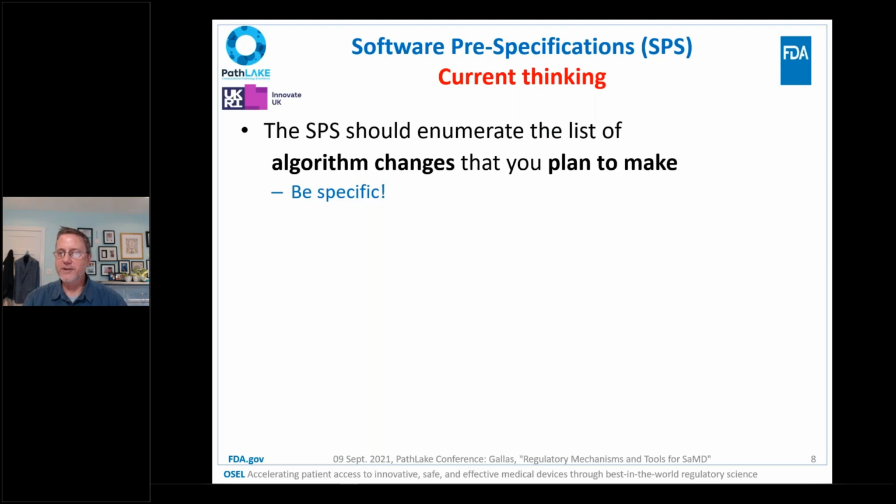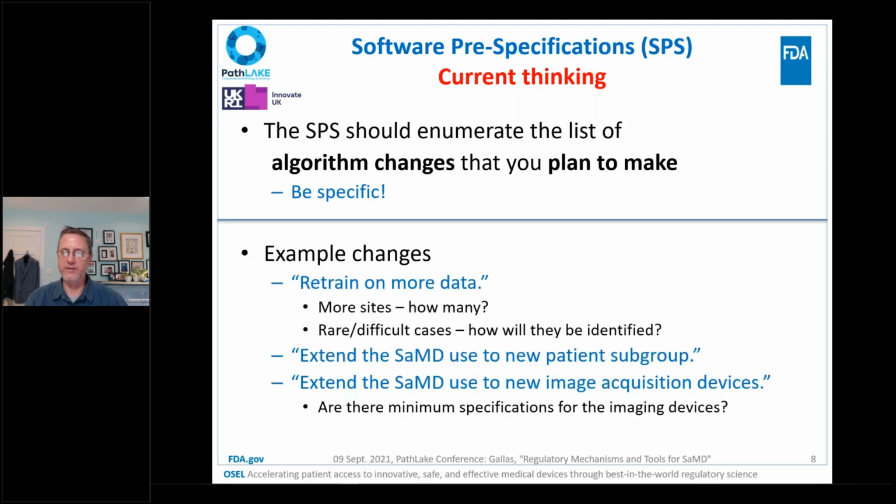So here we are with the SPS. Please be specific. This is a list of algorithm changes that you plan to make. It's not opening the door to do all sorts of research and development and try and optimize your algorithm without ever seeing the FDA. It's a chance to say you have a plan for making changes, and here's how you will implement those changes.